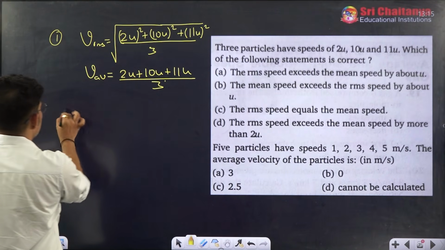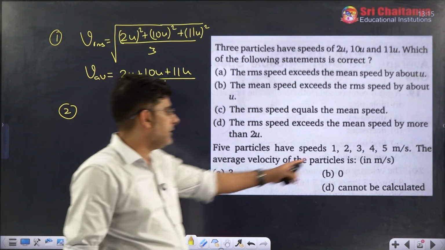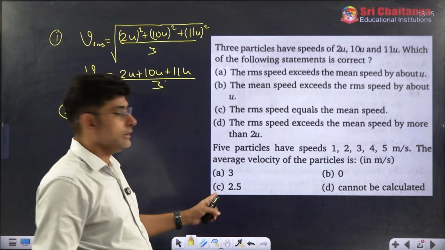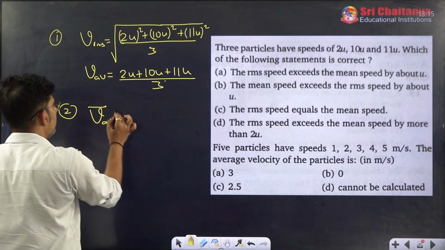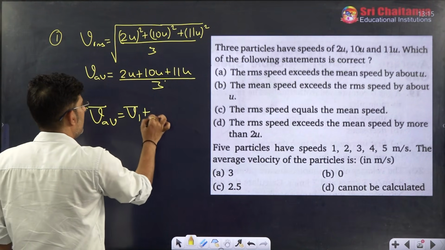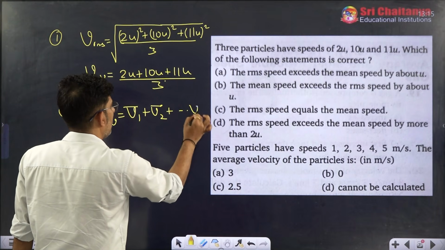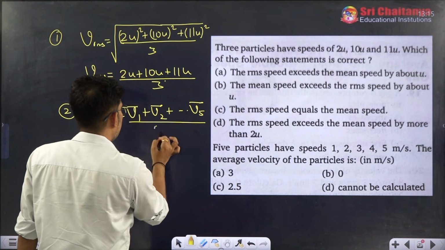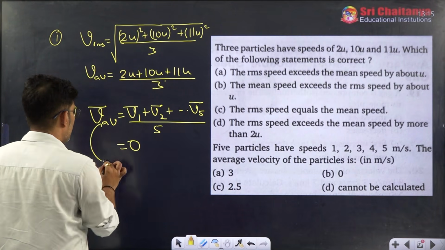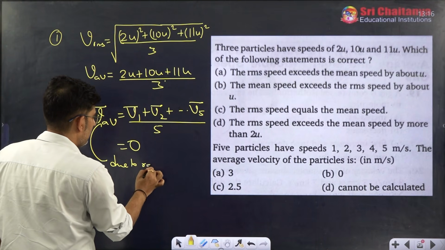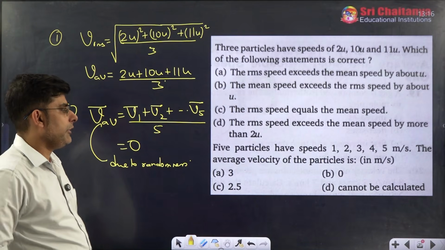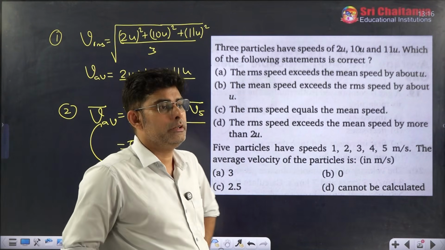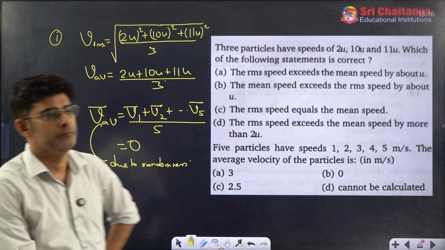Okay. Next question we have, 5 particles have speeds given. They are asking average velocity. Acha, average velocity. They are not asking average speed. Average velocity is the vector sum of velocities, and this value will be 0. Why? Due to randomness. Due to randomness, we always take average velocity to be 0. Clear?